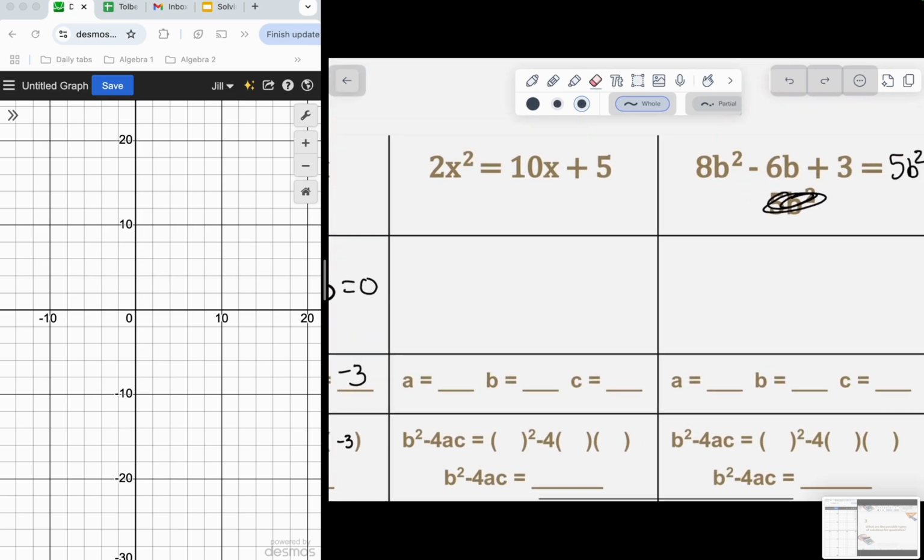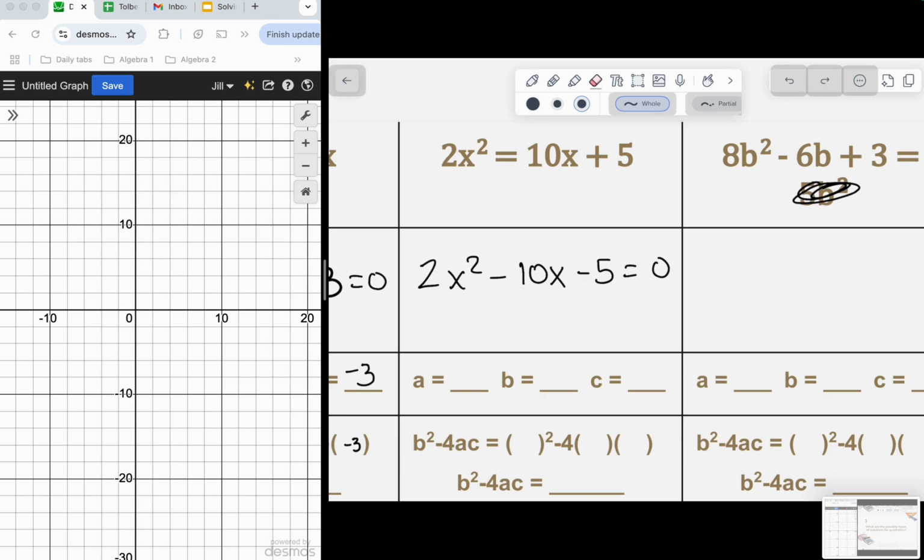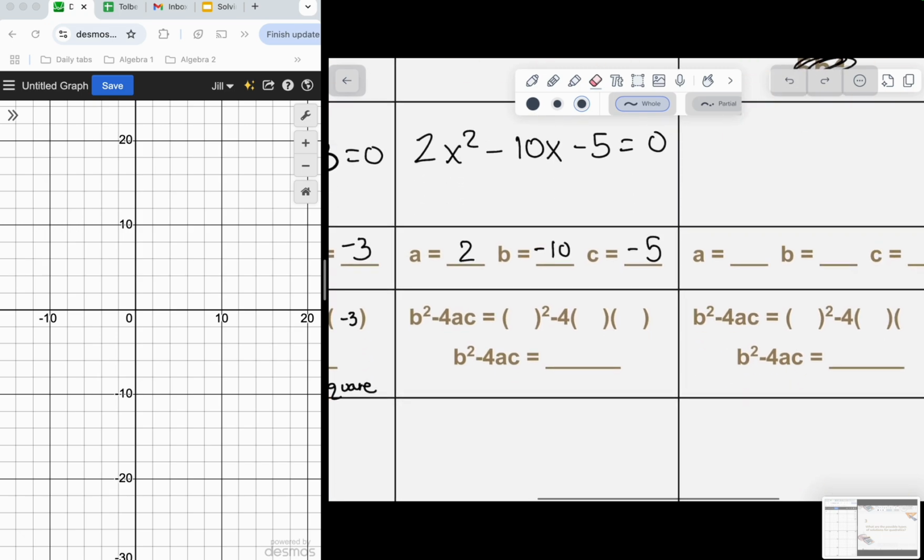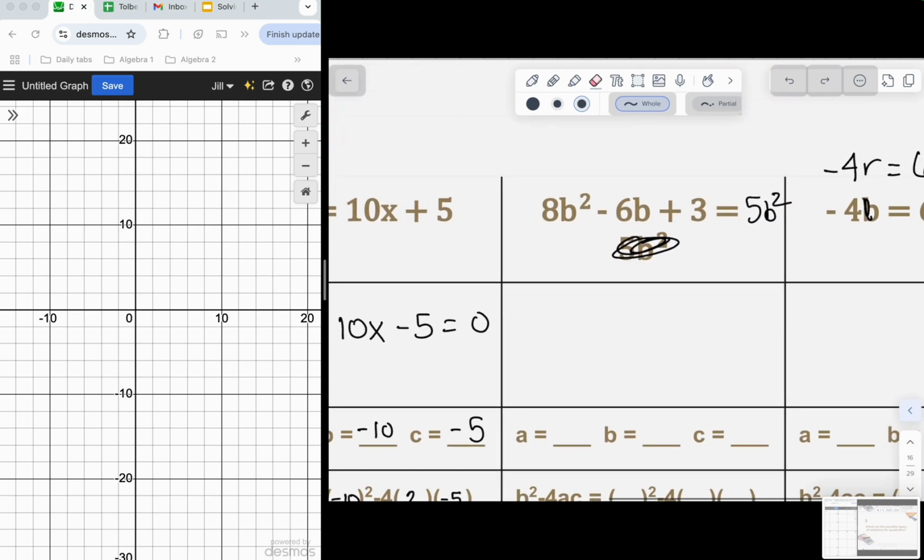The next scenario we're going to look at, we've got to get it in standard form first, obviously. Then we identify a, b, and c. A is 2, b is -10, and c is -5. We do the calculations for the discriminant, and we get -10 squared is 100, minus 4 times 2 times -5 is 40, so we get 140. The discriminant is still positive. It's not a perfect square, but it's positive. So that means we're going to have 2 real roots, but they're not going to be rational roots. That square root's still going to be in our 0.